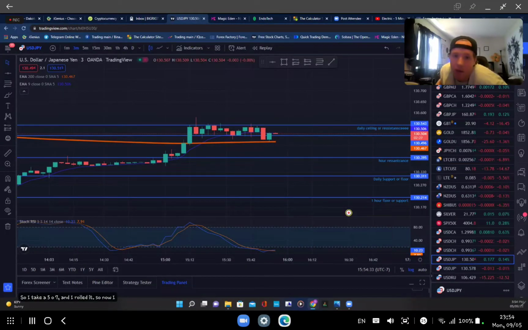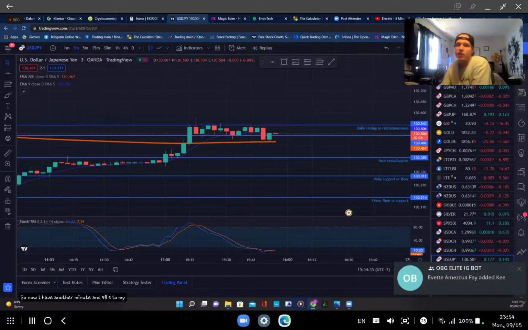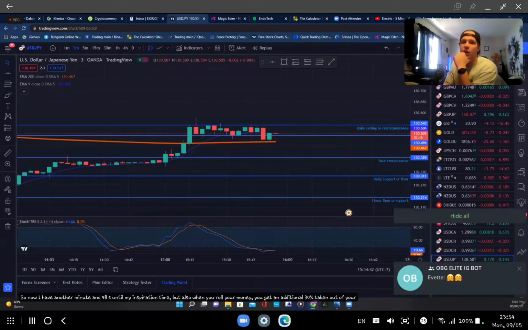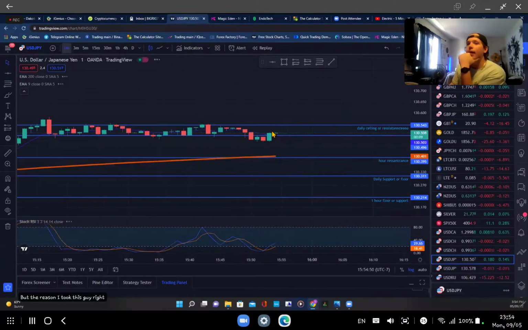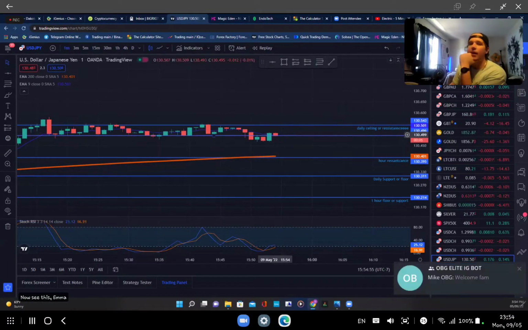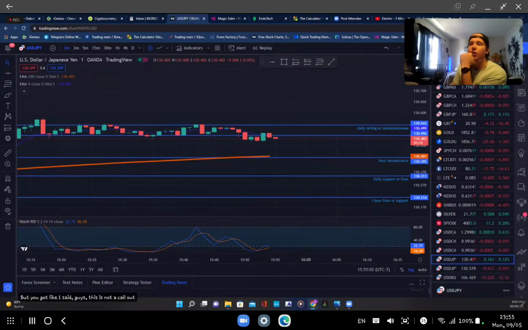So now I have another 1 minute and 48 seconds until my expiration time. But also, when you roll your money, you get an additional 30% taken out of your account, but you win more in the end. So rolling is a positive, but the reason I took this at the 507, which would be right here where it's at right now, is that this EMA 9 is going to pull it. I'm going to hit the double up in the rollover, but like I said, guys, this is not a call out trade for you. I just want to show you how my style of trading works.